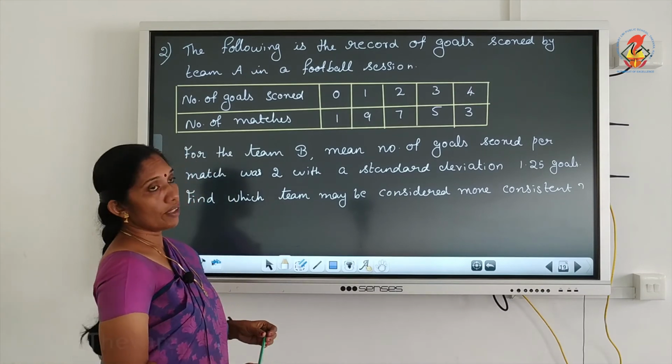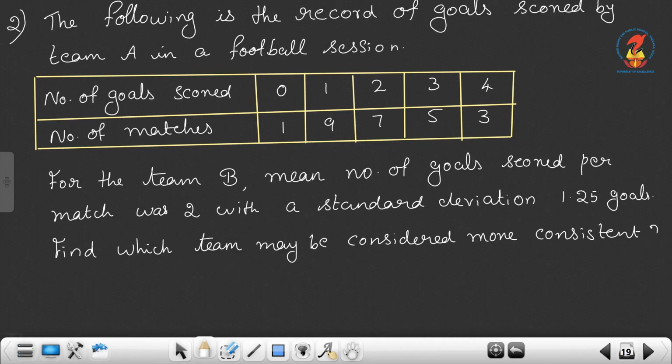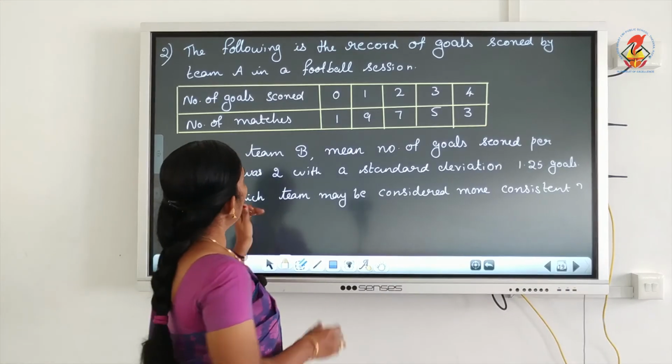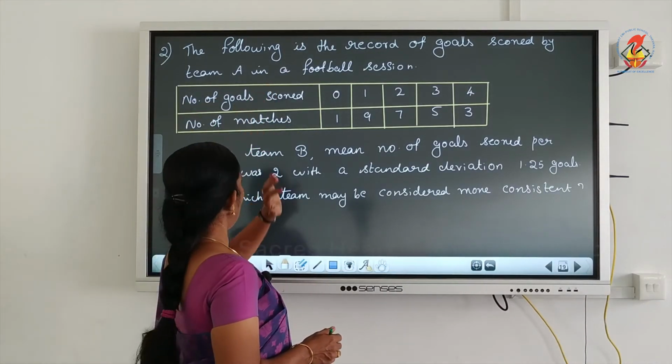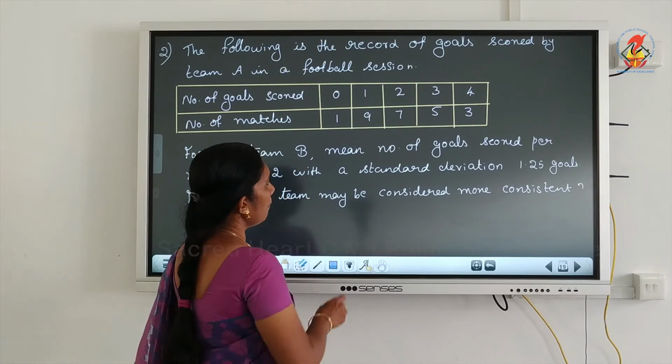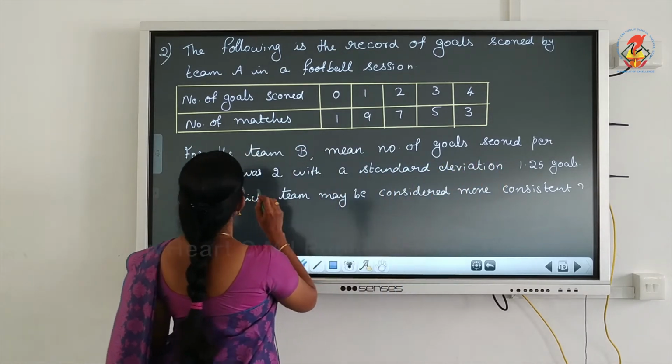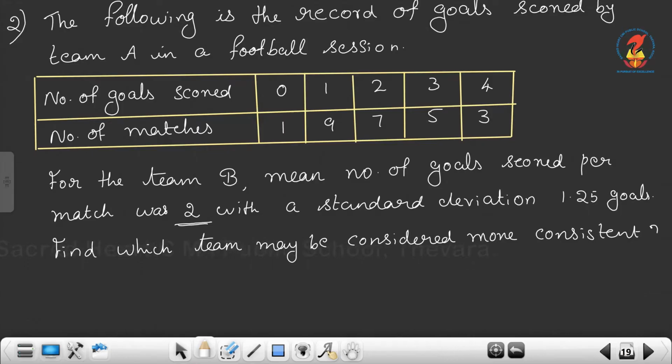The next one, the following is the record of goals scored by team A in a football session. So number of goals, number of matches. So 0 goal in 1 match, 1 goal in 9 matches, like that. So this one for team A is given. Now for team B, mean number of goals scored per match was 2. Mean is given with the standard deviation 1.25. Find which team may be considered more consistent.